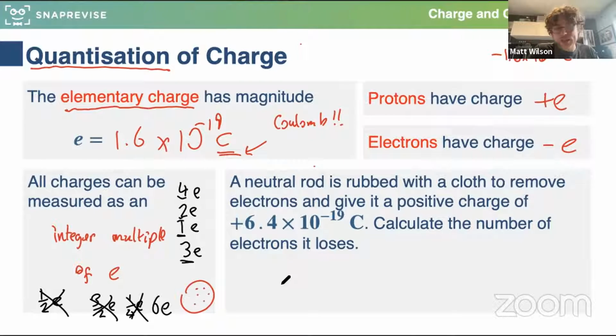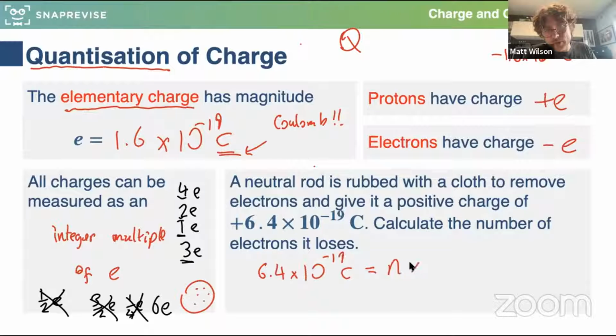We know the charge it has. Often, by the way, we give the charge a symbol Q when we don't know what it is, and e for the elementary charge. But how many electrons make up that charge? Well, we have this total charge and we know that it's going to be some number times the charge of an electron, the elementary charge. So we can find out the number by just rearranging this.